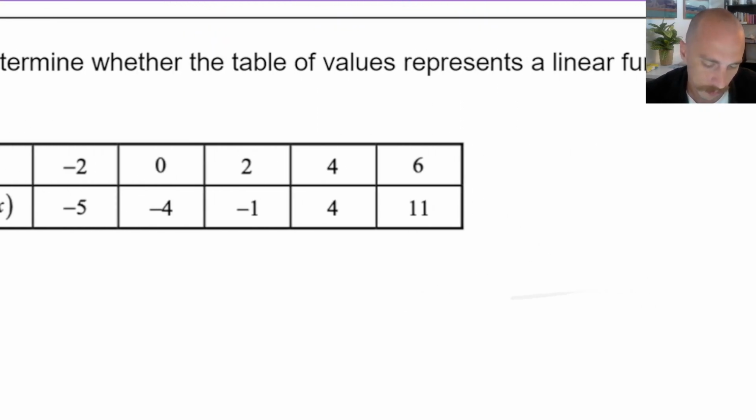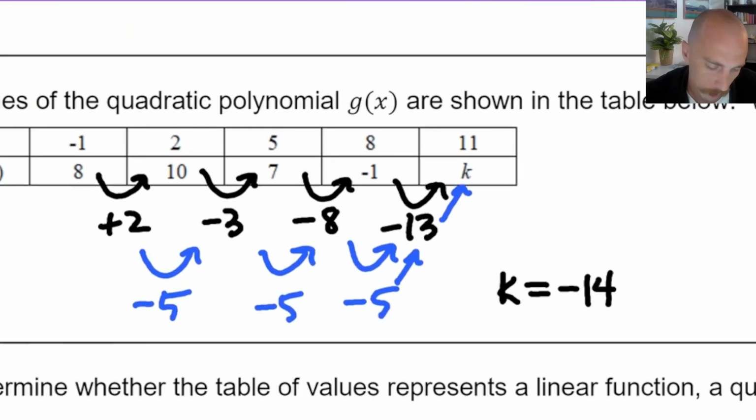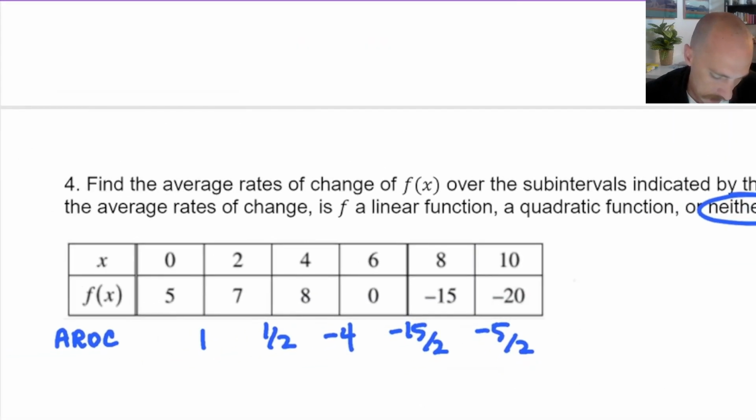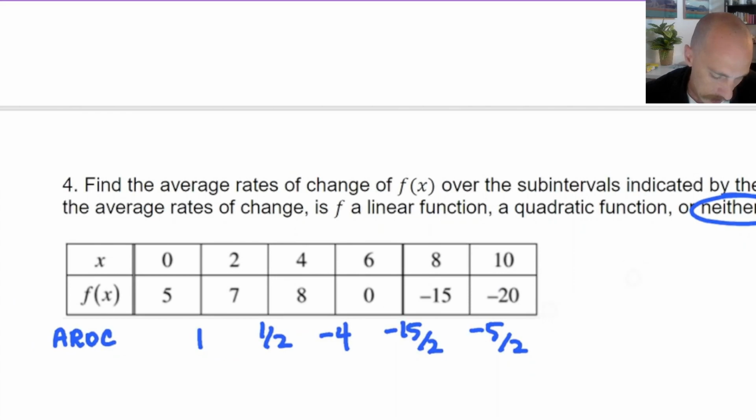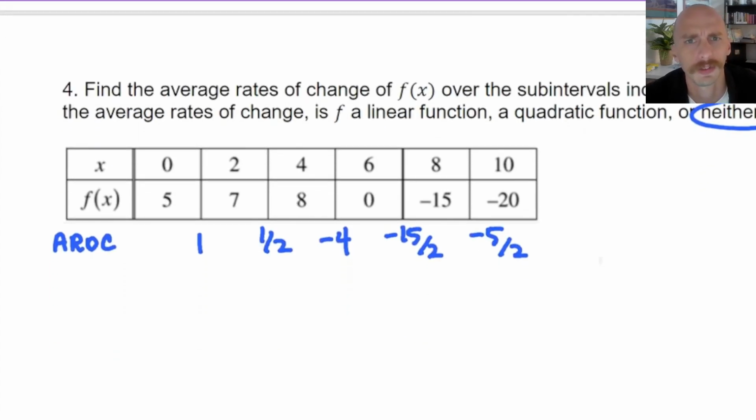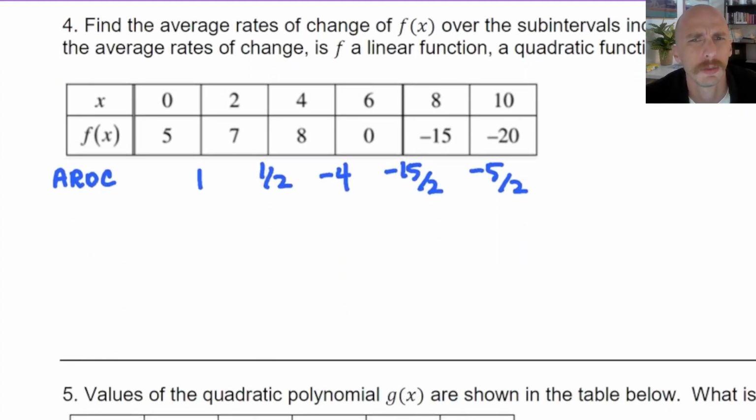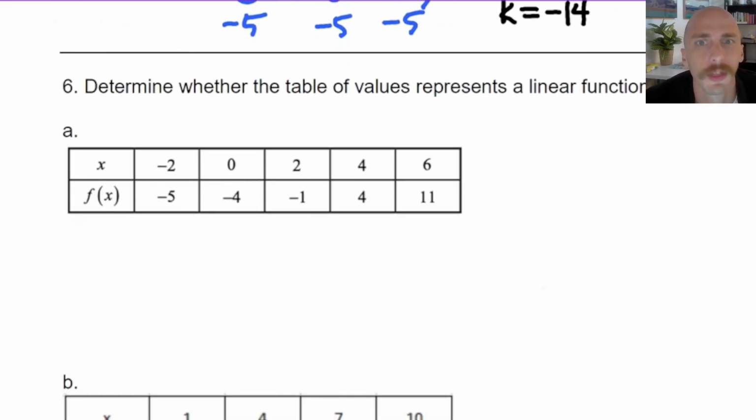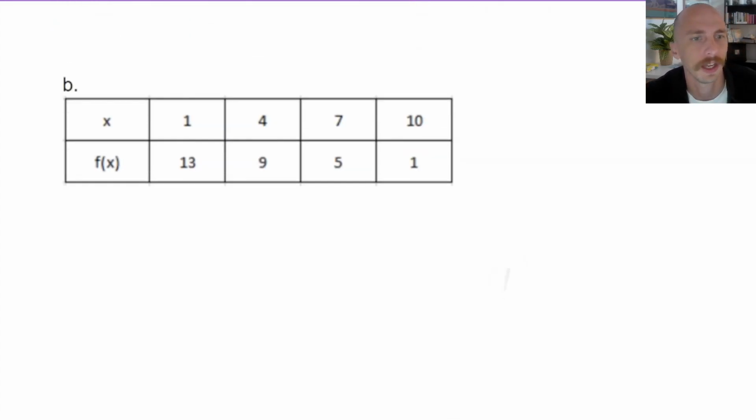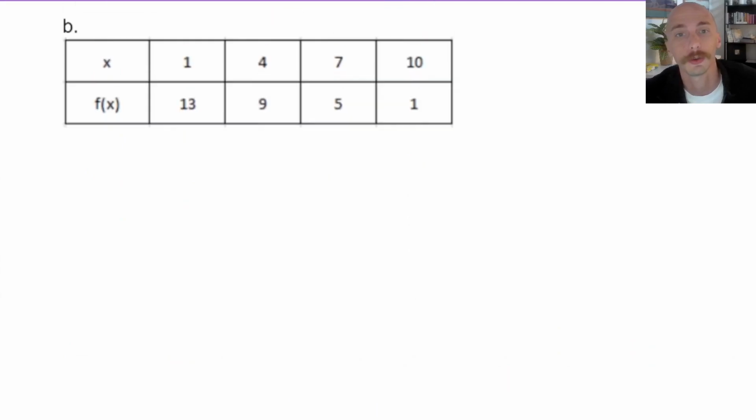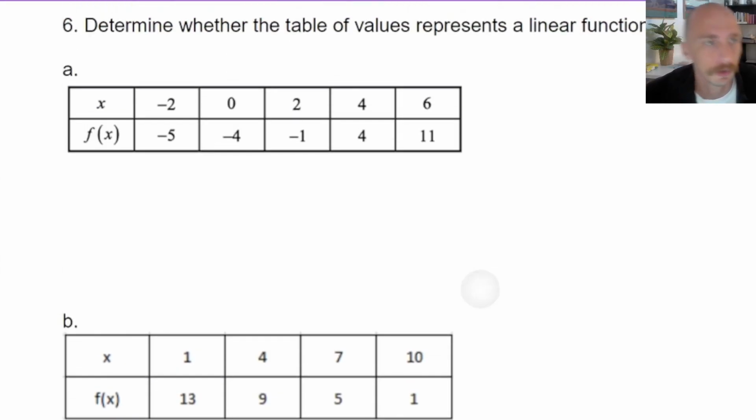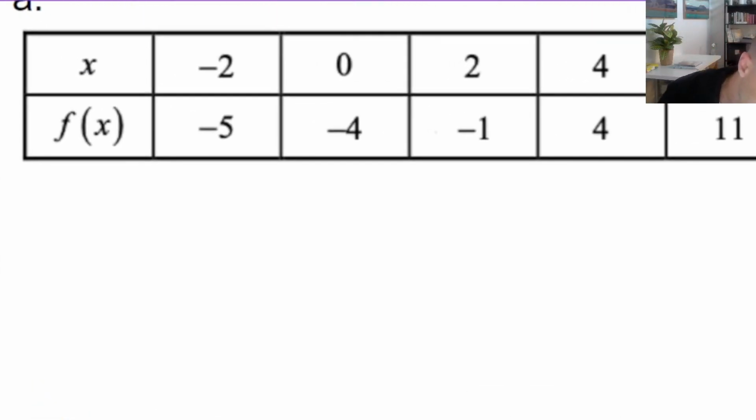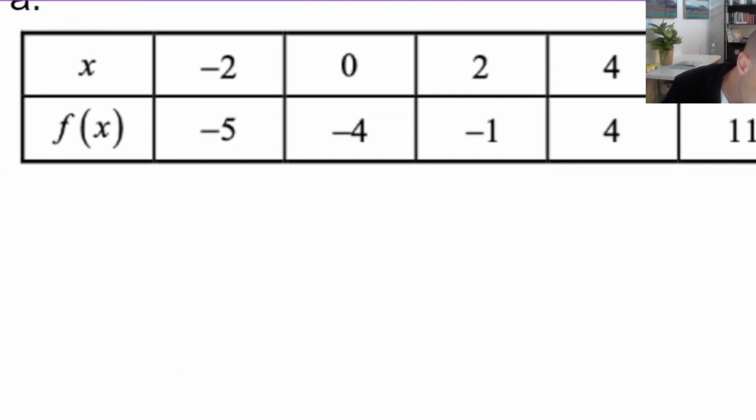Determine whether the table of values represents a linear, quadratic, or neither. I see what this question was. It was to find the average rates of change, and that was what we did in blue. I thought it was this section of problems where it was like, here's two tables, determine whether they're linear or quadratic. Hopefully we get one of each. So over here, the x's are evenly spaced. We're going to compute the average rate of change underneath.